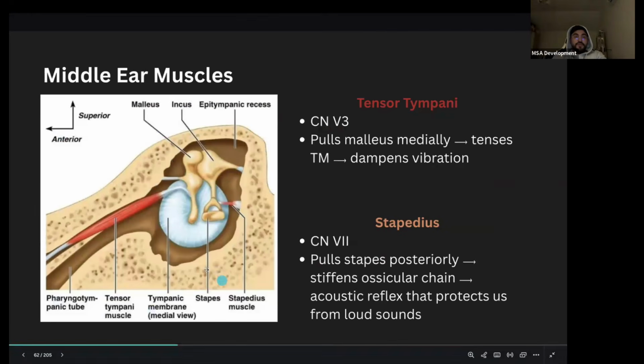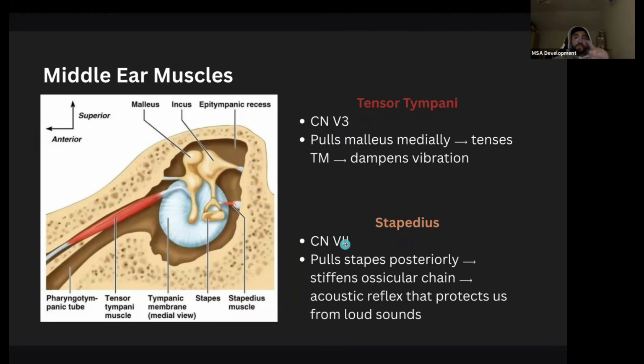So this is another diagram that will help you look at the malleus, the incus, the stapes, all the way to the oval window. And this is going to be your tensor tympani, which is supplied by the third division of the trigeminal nerve. What it does is it pulls the malleus medially. This is going to make the tympanic membrane more tense, yet it's going to dampen the vibration, protecting the ear.